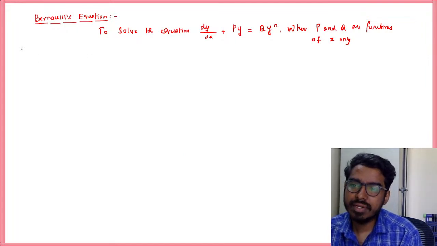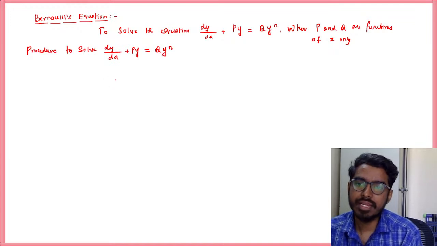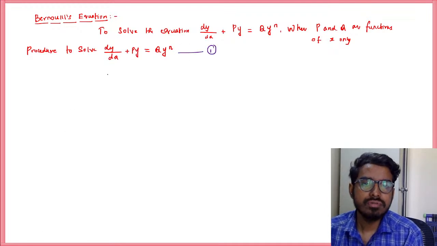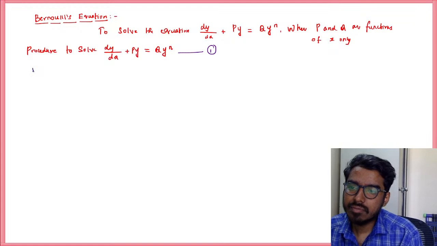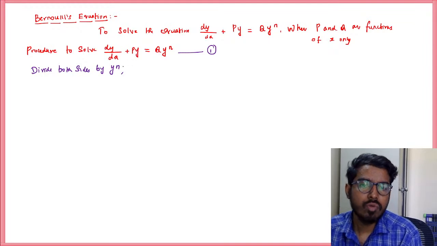So what is the given equation? The procedure to solve dy/dx + Py = Q y^n. Let us call this equation 1. I'm just going to give the general procedure, so understand this procedure and you can do the problems yourself. Divide both sides by y^n. I'm going to divide throughout by y^n.